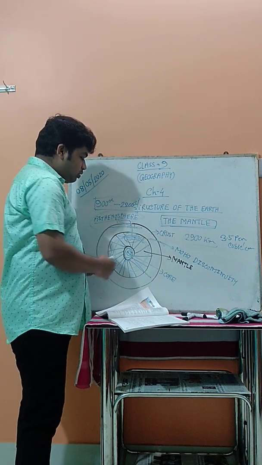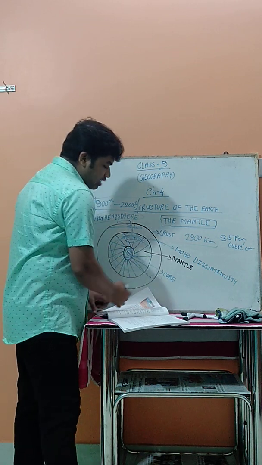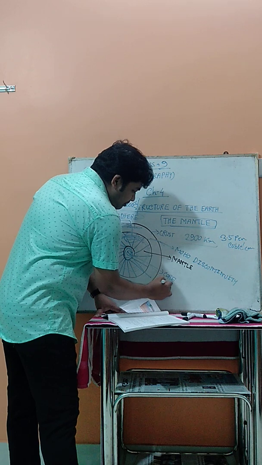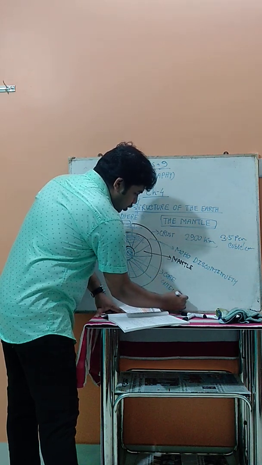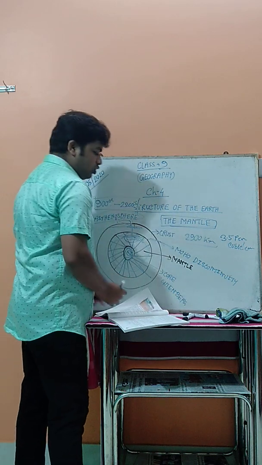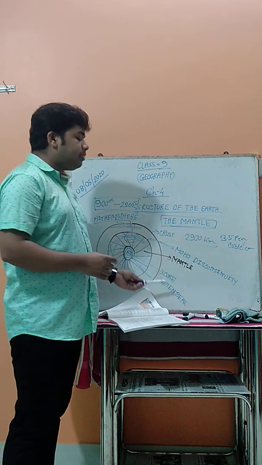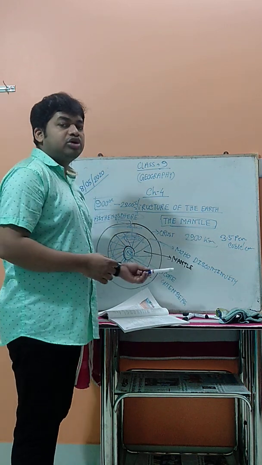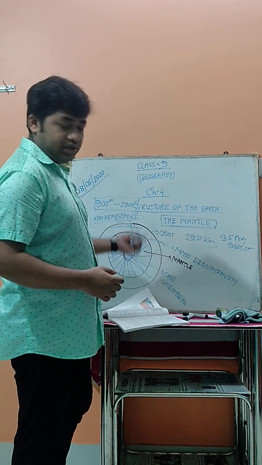The boundary between the mantle and the core is known as the Gutenberg discontinuity, which we already discussed. This discontinuity was discovered by Beno Gutenberg, and according to his name, it is called the Gutenberg discontinuity.